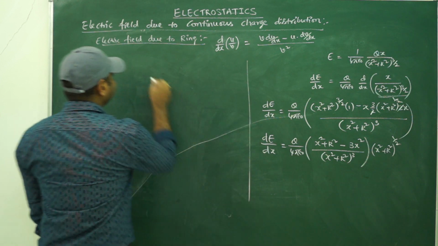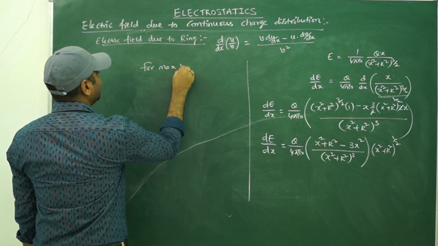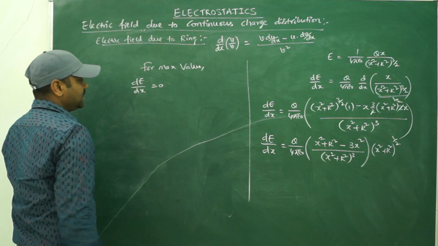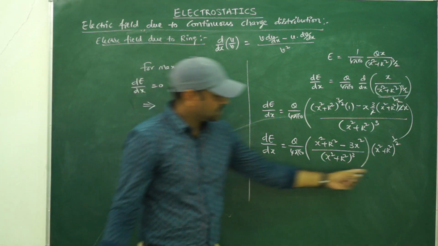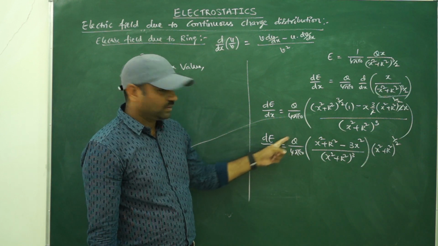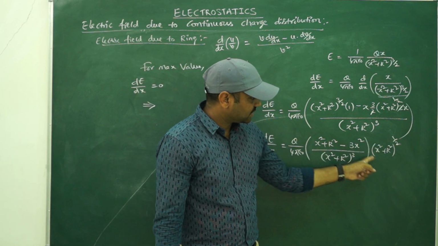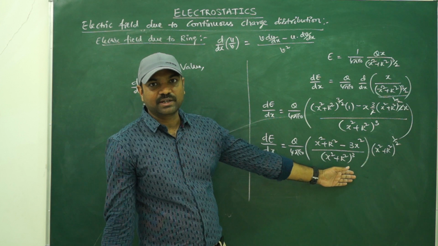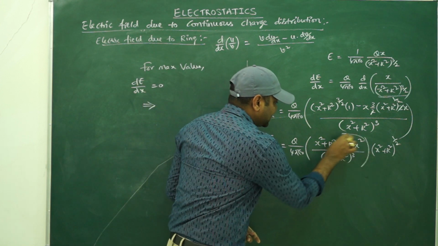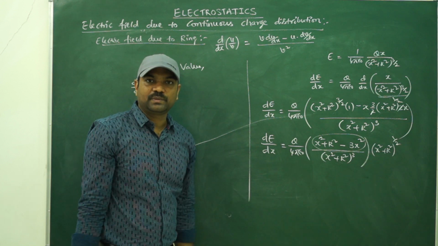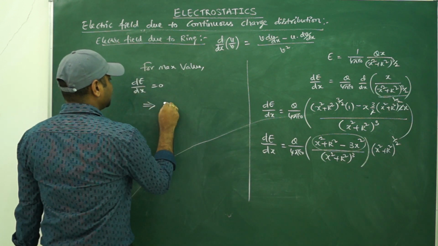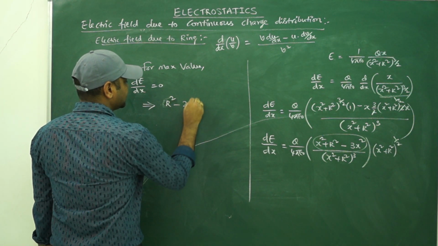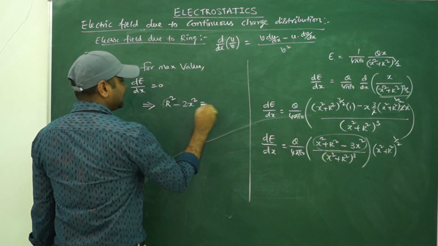Then for the maximum value, we know that dE by dx should be equal to 0. So this implies dE by dx is 0. This value has to be 0. The denominator value won't be 0, and this also is not equal to 0. The x value will be there, the r value will be there, so there is no question of the denominator becoming infinity. So the numerator value has to be 0. That is the only possibility to become 0. So I am writing, directly, r square minus 2x square is equal to 0.